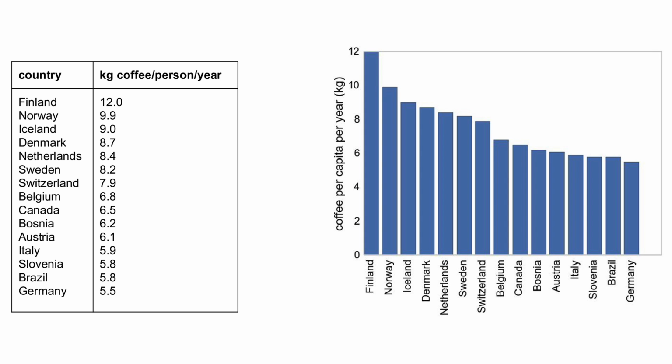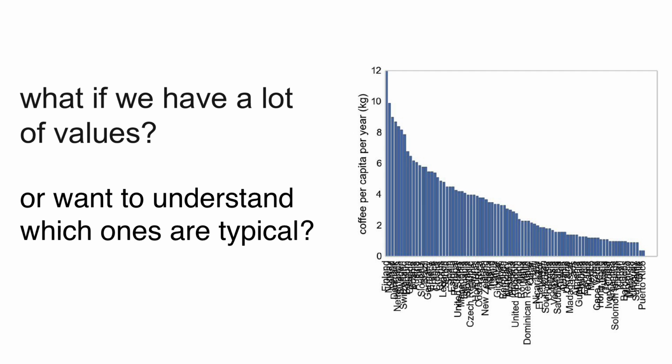And so the most simple way of representing this is a bar chart. And you can read off, the Finns drink more or less twice as much coffee as the Germans. But we all know that. But what if we have a lot of values? What if we want to put all the approximately 200 countries of the world? We can't begin to look at those in a bar chart. And what if we want to understand something about the trends? Which values are typical? It's hard to read off this bar chart.